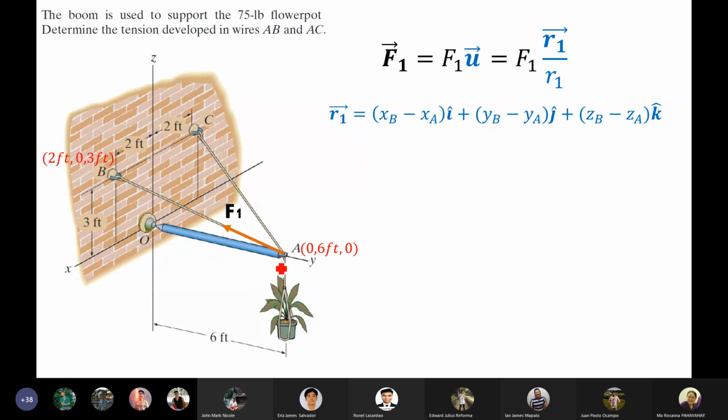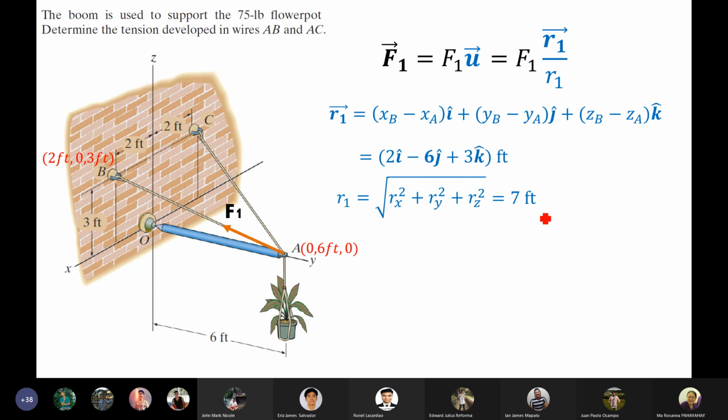Okay. Now, we will use this position to find R. Mauna yan is B minus A. So, 2 minus 0, that is 2 I hat. 0 minus 6, that is negative 6 J hat. 3 minus 0, that is 3 K hat feet. So, that is the position vector of R. That is a position vector of R1 parallel to F1. And to get the magnitude of that, that is 7 feet.